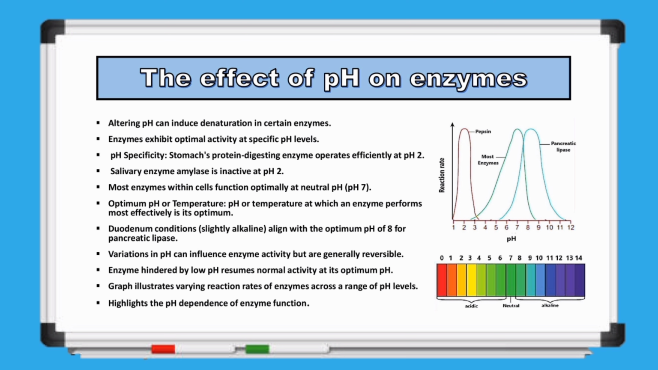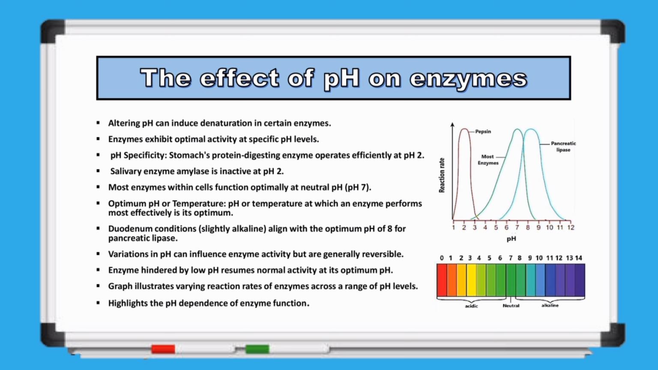The x-axis represents pH, from 0 to 12, and the y-axis shows the reaction rate of the enzyme. You'll notice three curves here. The red curve, labeled pepsin, peaks sharply at pH 2, showing its high activity in acidic conditions. On the other hand, the blue curve, labeled pancreatic lipase, reaches its highest point around pH 8, indicating its preference for alkaline conditions, whereas the third curve represents most of the enzymes' preference, which is working in a neutral condition.